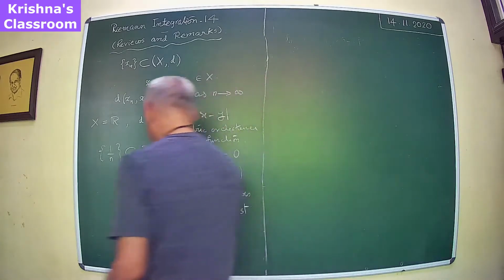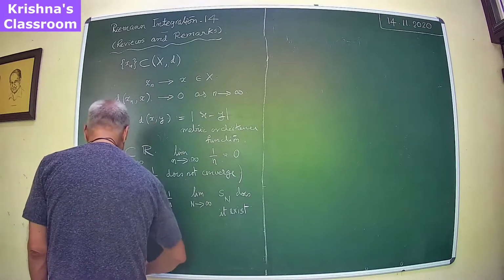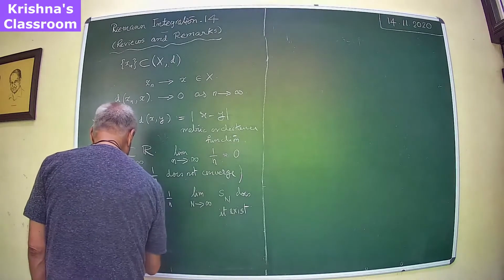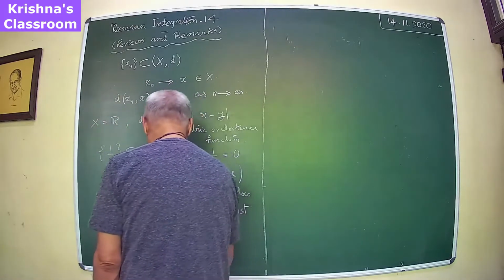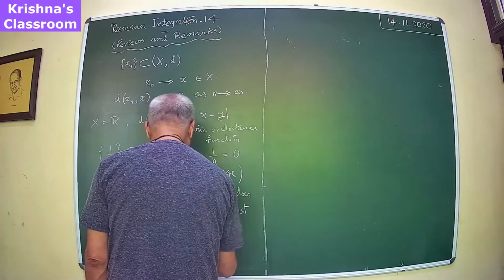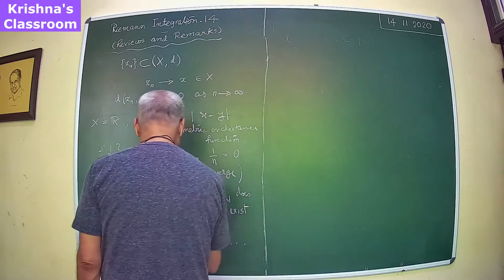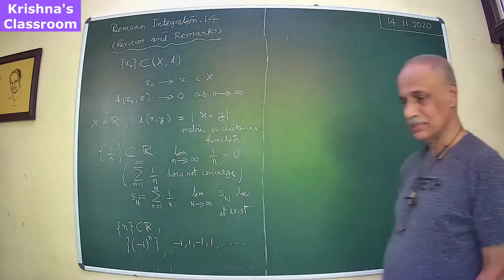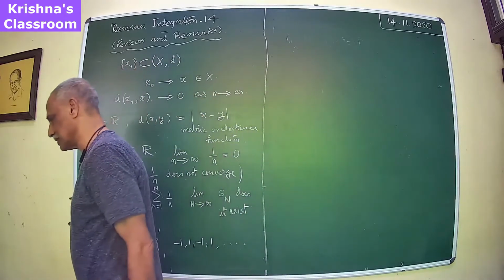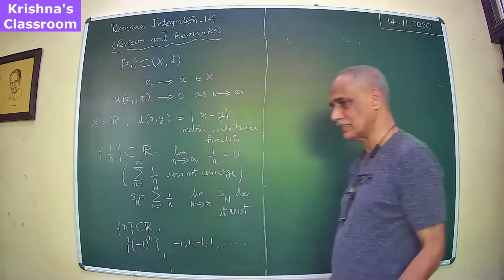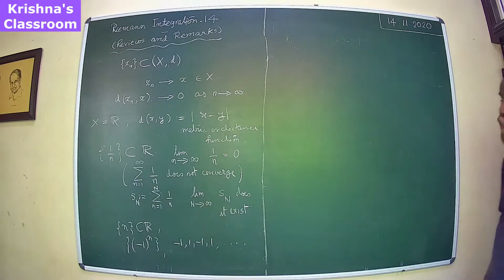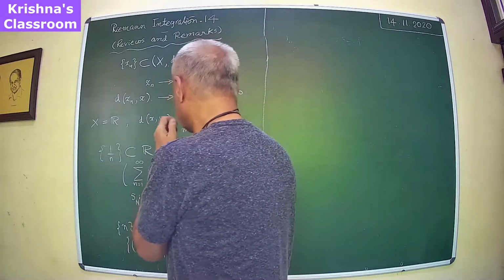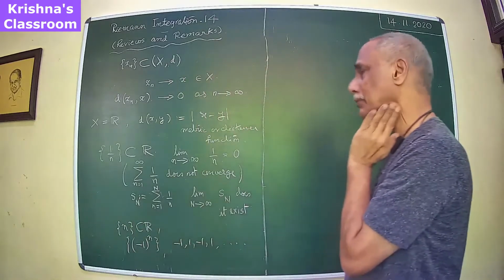Or even this one, if you take the sequence minus 1 to the power n. What is this sequence? This sequence is minus 1, 1, minus 1, 1, etc. So this is the sequence that you have, and this does not converge at all. So we have seen several sequences and several series which converge or diverge, and in all these cases you have been familiar with it from your calculus. So here you see that the sequence 1 by n converges to 0.